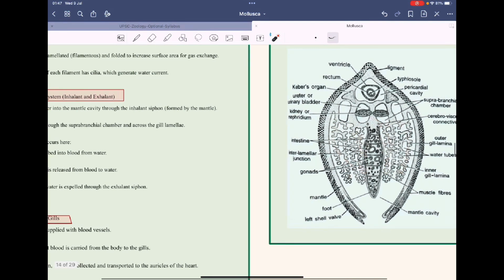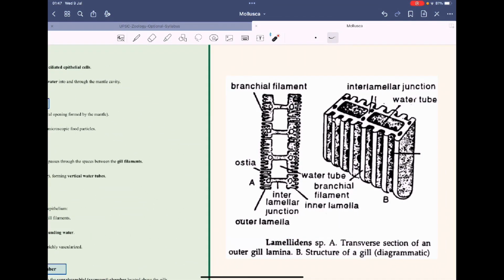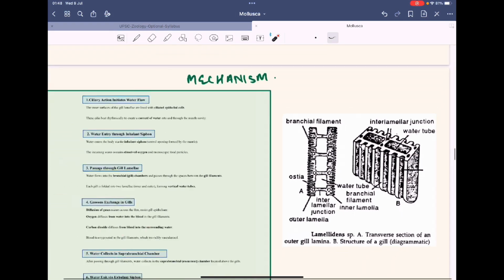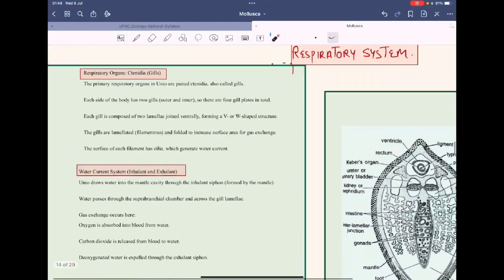And this is the transverse section of the outer gill lamella. These are called branchial filaments, and there are small ostia from where the water enters and circulates in the water tubes. This is the interlamella. They are arranged in the form of lamellae, and there are interlamellar junctions. Inside there are water tubes. So this is the structure of the gill.